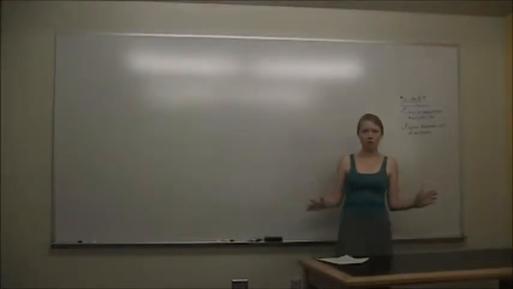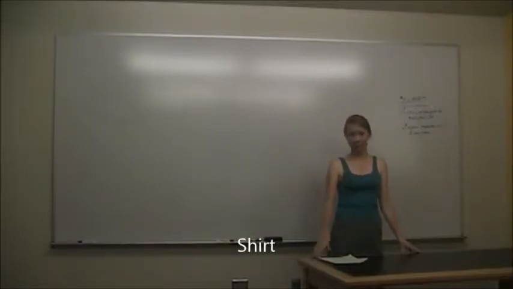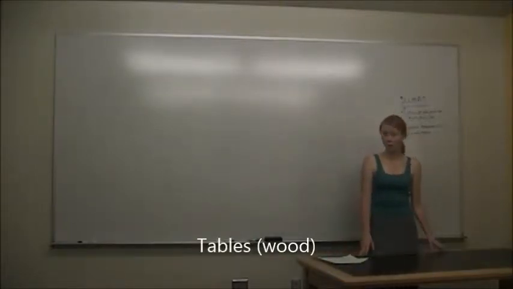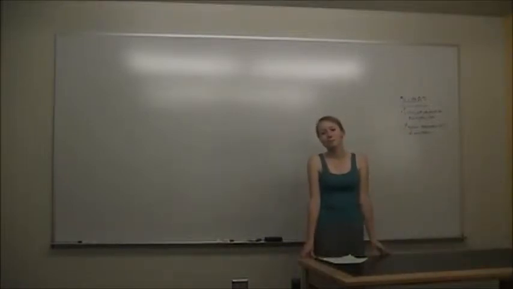So who can point out one in this room? The shirt you're wearing. Everybody's shirt has some sort of polymer in it, whether it's natural or synthetic, which we'll get to later in the class. Also, the tables you're sitting at are made out of wood, and wood's a polymer. Who can think of another one around here that might be a polymer? Maybe your shoes. Your shoes, because they're made out of rubber, right? The soles of them are made out of rubber, so yeah, good.